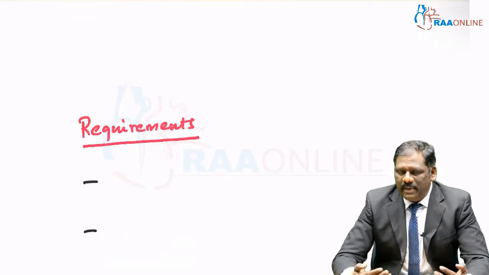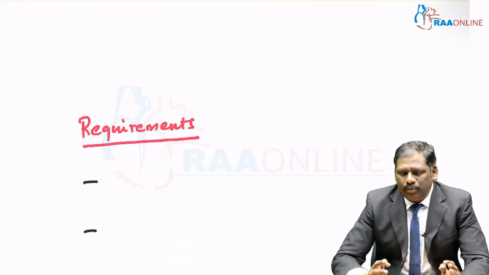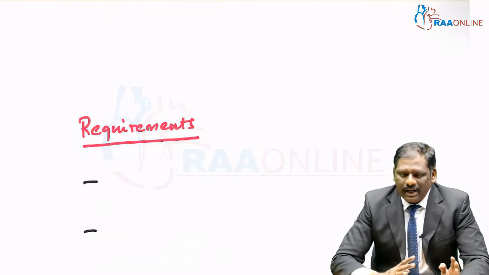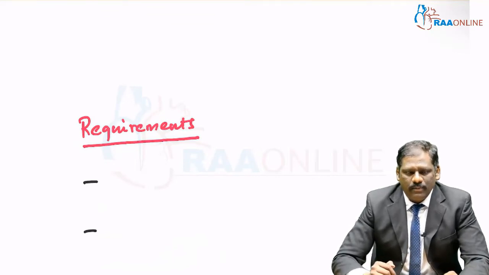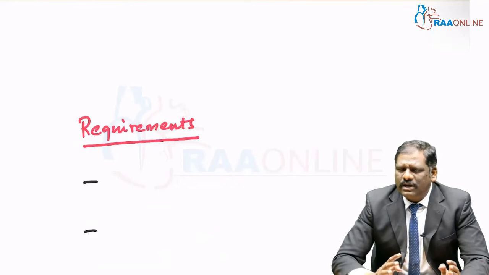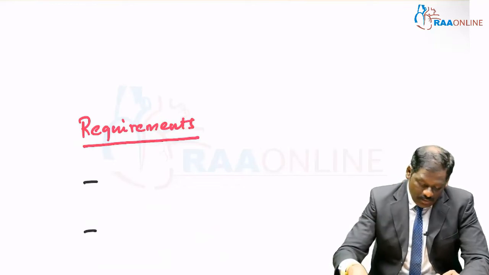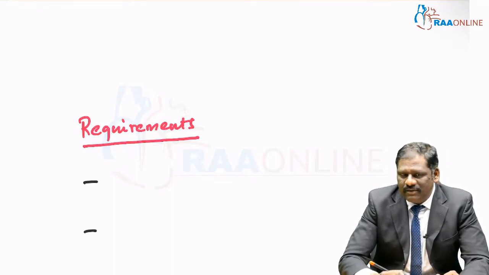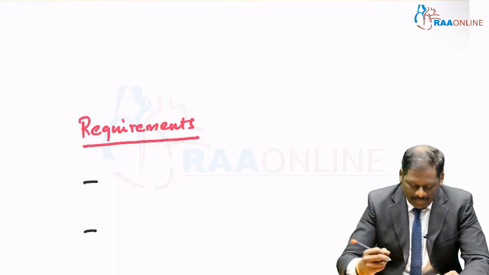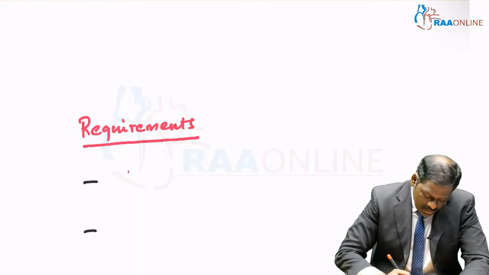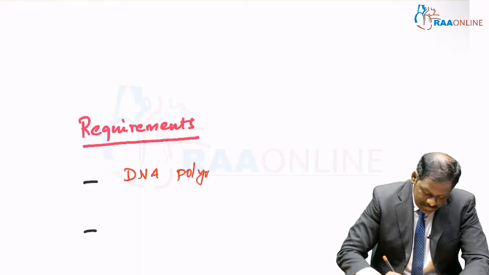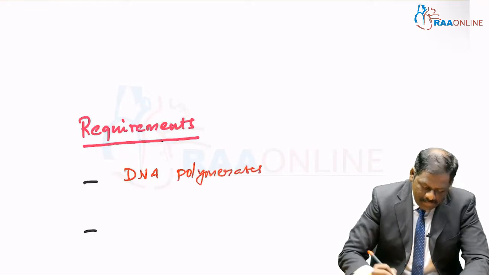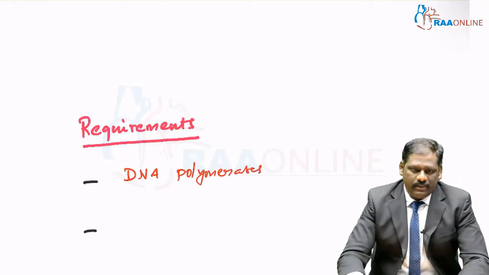Basically, what you are going to do is something like a process similar to the replication of a DNA molecule. So, replication requires what first? It will require polymerases. In this case, what are we synthesizing? We are synthesizing DNA. So, you require DNA polymerases. This will be your first requirement.